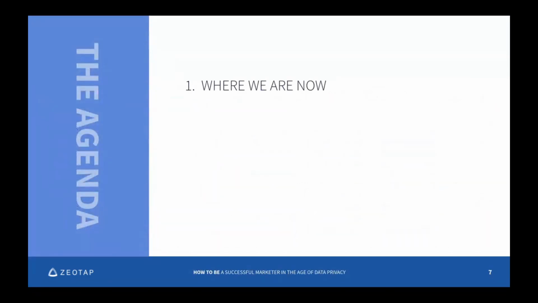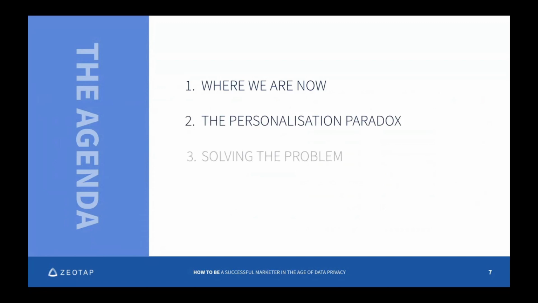So here we go. What we're going to talk about today, first of all, is where we are now. Why are we talking about how to be a successful marketer in the age of data privacy? Then I'm going to move on to something that I like to call the personalization paradox. I'm going to talk about what it is and what we need to do about it. Thirdly, hopefully, I'm going to suggest how we might be able to solve all of these problems that we're talking about today. And finally, I'm just going to throw in a little coda, which is a new and random idea. Some of you may agree with me. Some of you may disagree with me.